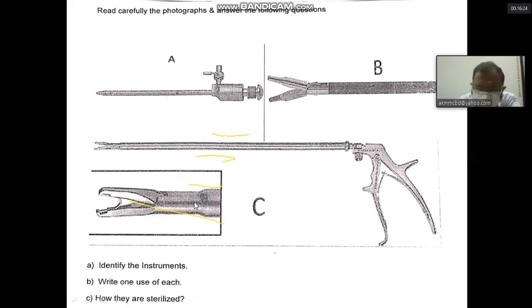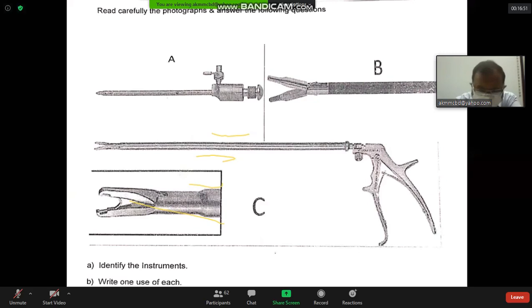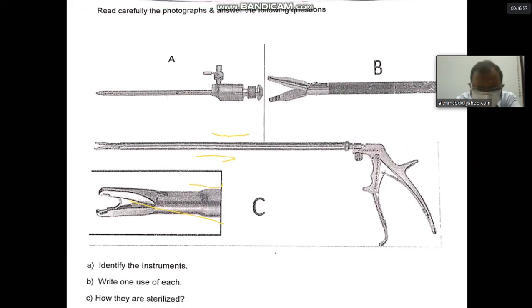And what is the name of this instrument? Number C? So, clip applicator. Metallic clip applicator. Write down the names. So number A is laparoscopic metallic trocar with cannula. Number B is dolphin nose forceps. And number C is metallic clip applicator. All these names you will find in the manual. There will be a lot of instruments, but don't go through all. Follow the ones I am saying.